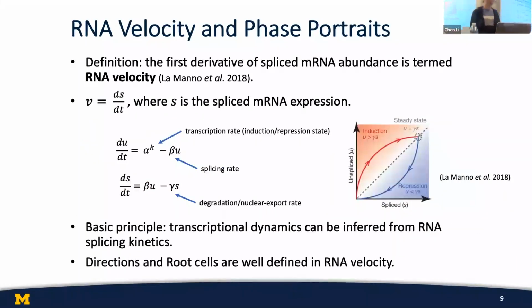Let's look at the actual ordinary differential equations used in the RNA velocity method. The velocity is v equals dx over dt, like said before. For the unspliced velocity, du over dt, it is the transcription rate minus a splicing rate multiplied by the current unspliced count. And for the spliced velocity, it is defined as the splicing rate multiplied by the current unspliced count minus the degradation rate times the current spliced count.